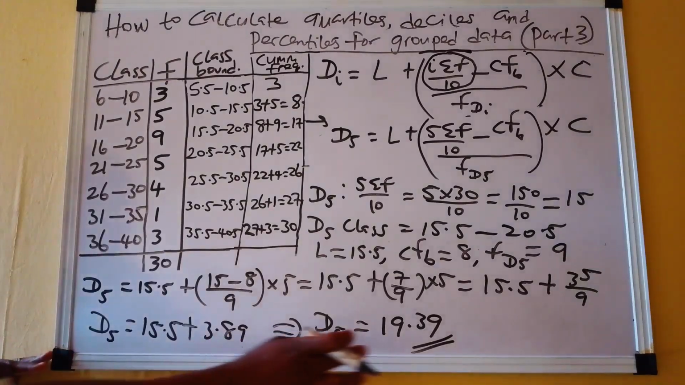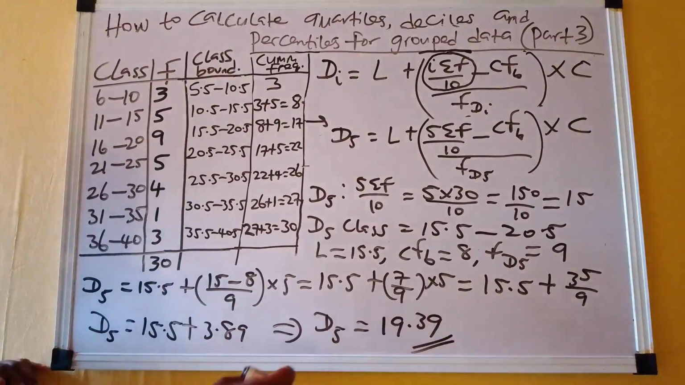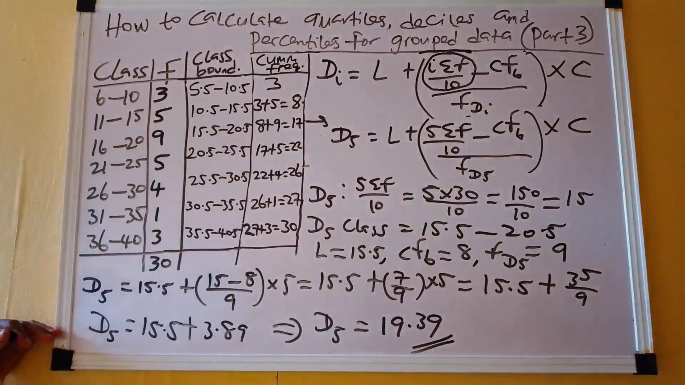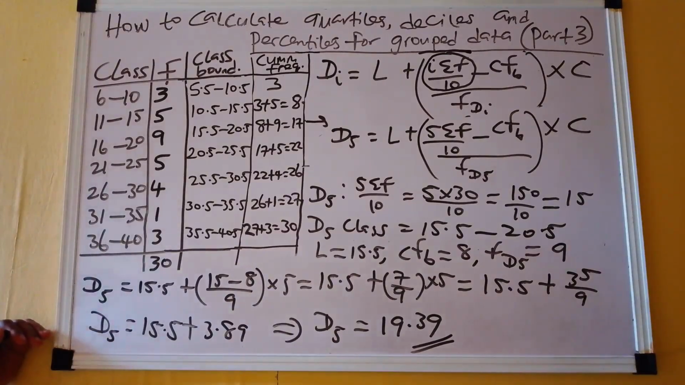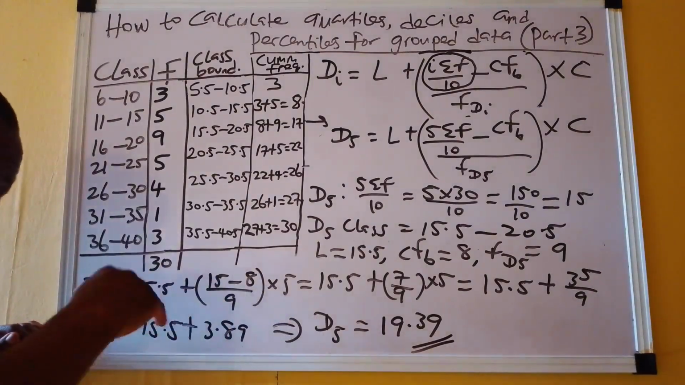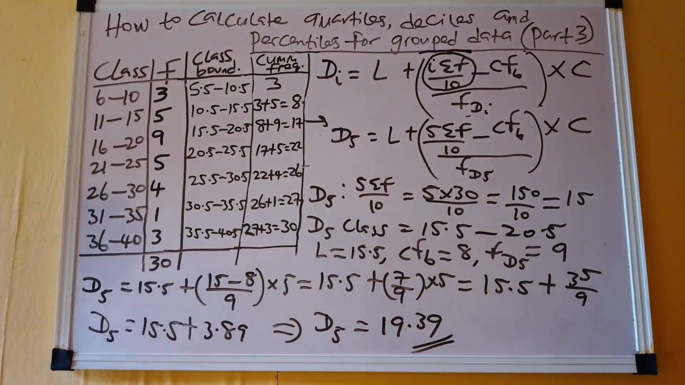So you can see this is the value. If you have been taking your notes, this D5 is the same value we got for the Q2, the second quartile. The second quartile is the middle of the quartiles. The D5 is the middle of the deciles, because with deciles you are sharing the total into equal parts. Then the P50 is the middle of the percentiles. So that is what we have for the D5.